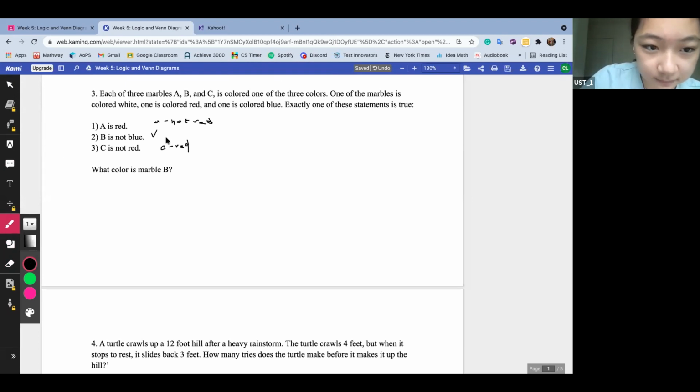Okay, so B is not blue, which means, and A is not red, which means C is already red, which means that A is blue, and yeah, B is going to be white. Sorry, I messed up there.